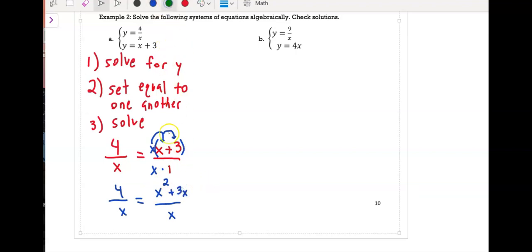Now, they're equal to the exact same denominator, so we can cancel that out, and we're left with 4 is equal to x squared plus 3x. Let's set this equal to 0, so I'm just going to subtract 4 from both sides. So I have 0 is equal to x squared plus 3x minus 4. And now, since it's equal to 0, we can go ahead and factor.